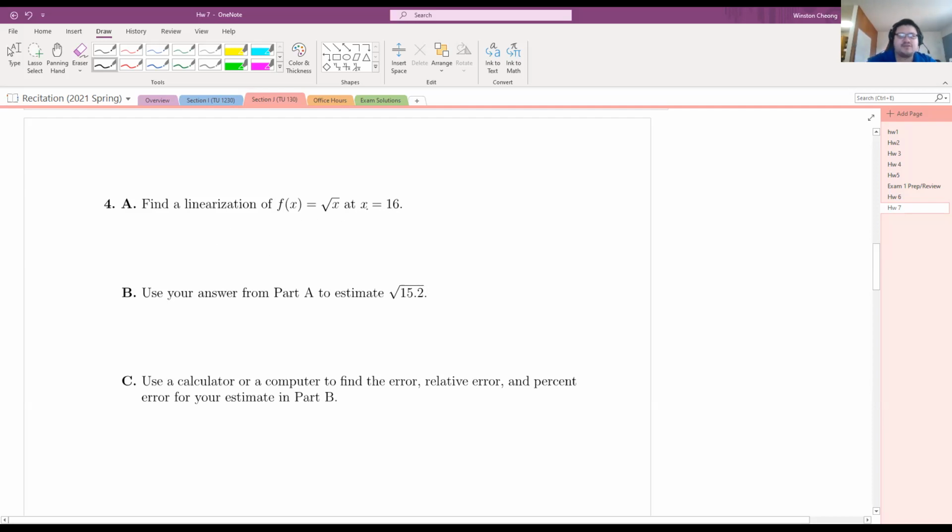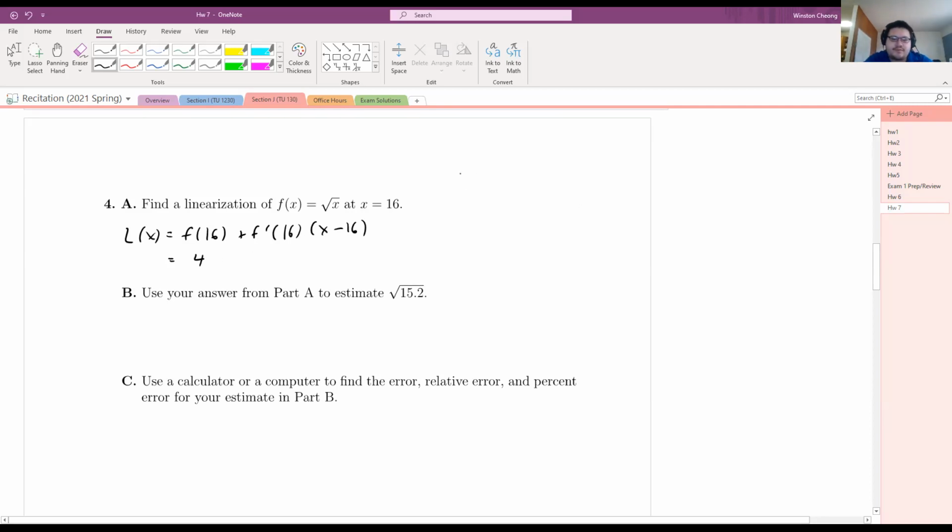Yeah. And sometimes you're not told where to center it, but it should be clear from context what value to center at. Anyway, let's write down the formula for linear approximation. You would plug in 16, take the derivative, plug in 16, and do x minus 16. In the general formula we had a's, but because we're centering at 16, a equals 16. Now f of 16, you just take the square root, you get 4.